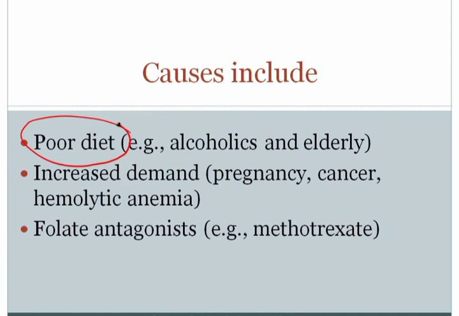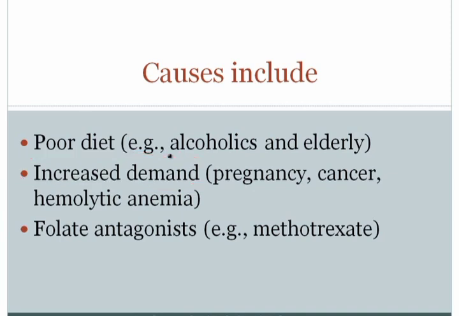Another way by which folate deficiency can arise is by increased demand. For example, if a woman is pregnant, she's making a baby, and each cell of the baby is going to have nuclear material, so folate would be necessary. If a patient has cancer, and cancer is generating cells that have nuclear material, folate would be necessary. And hemolytic anemia, where patients are rapidly turning over their bone marrow cells, would require an increased amount of folate. So increased demand can also cause a folate deficiency.